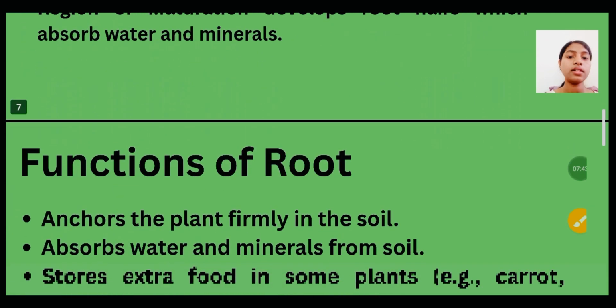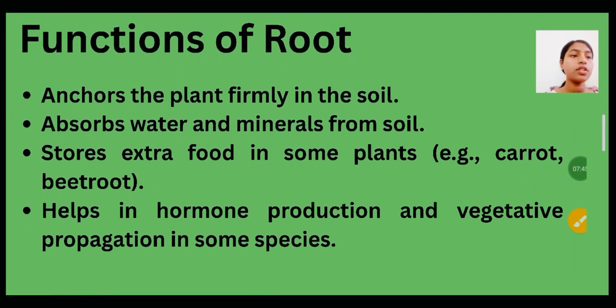Next we will discuss the functions of root. First, it anchors the plant firmly in the soil. Second, it absorbs water and minerals from soil. Third, it stores extra food in some plants, for example carrots and beetroots. And fourth, it helps in hormone production and vegetative propagation in some species. So these are the functions of root.